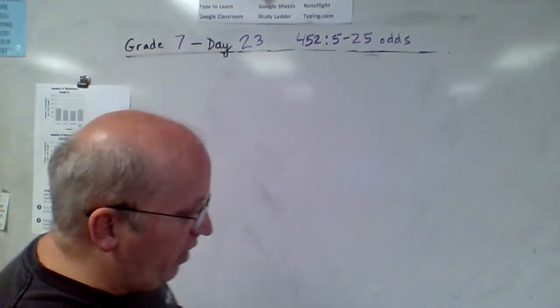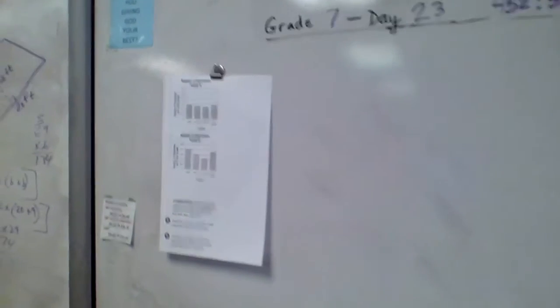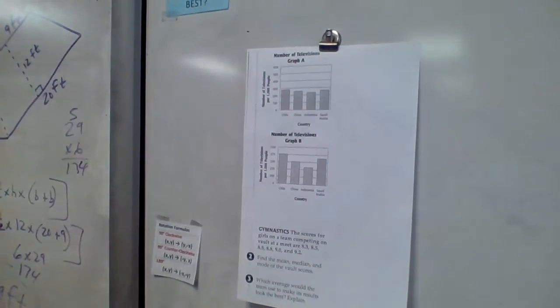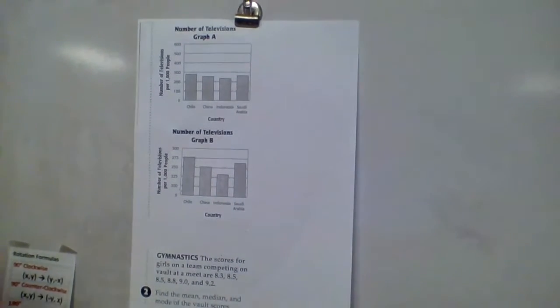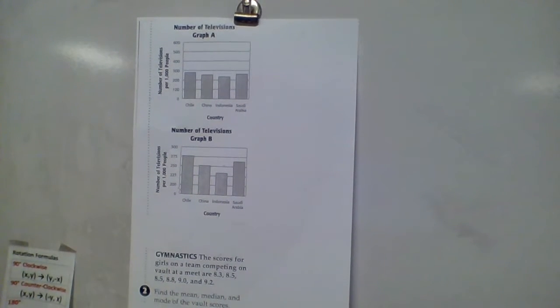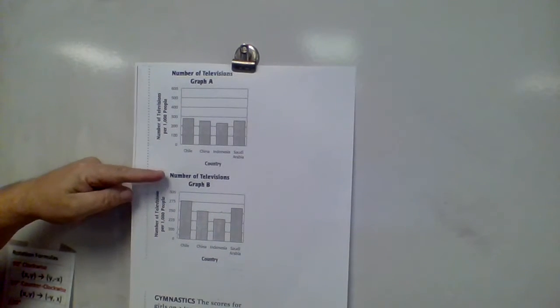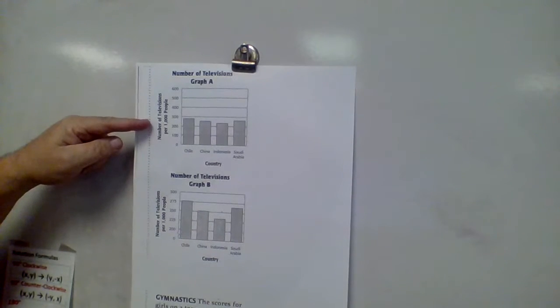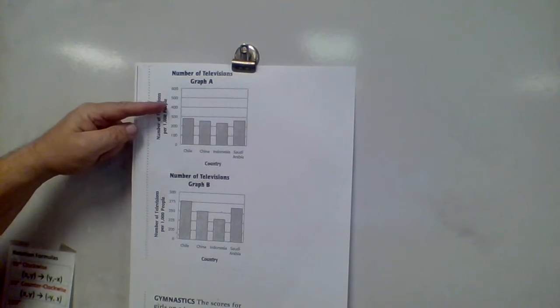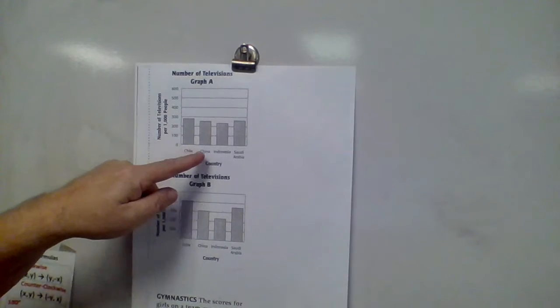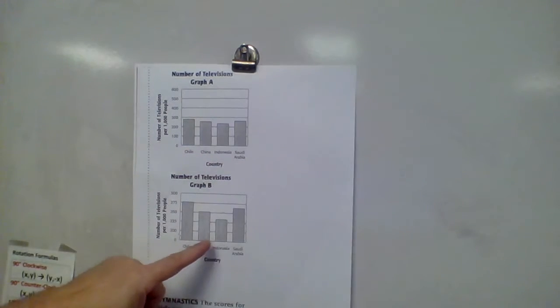Let's look at a couple of example problems. Hope you can see this. I'm going to bring it in as close as I can. Hope that shows up. We've got graph A and graph B that are showing numbers of television sets. And then off to the sides, it says numbers of television sets per 1,000 people for places like China, Chile, Indonesia, and Saudi Arabia.